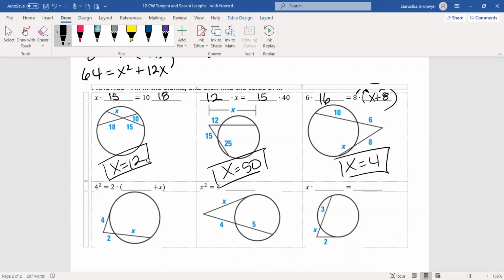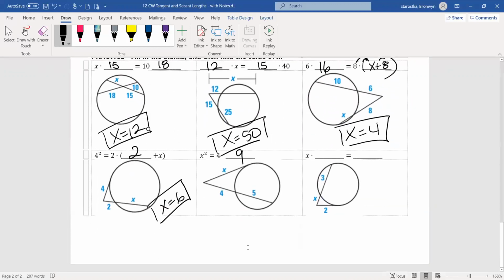Next one, 4 squared equals 2 times 2 plus x. X equals 6. Next one, x squared equals 4 times, what's 4 plus 5? 9. 4 times 9 is 36. X equals 6. And the final one, x times x plus 3 is going to equal 2 squared.